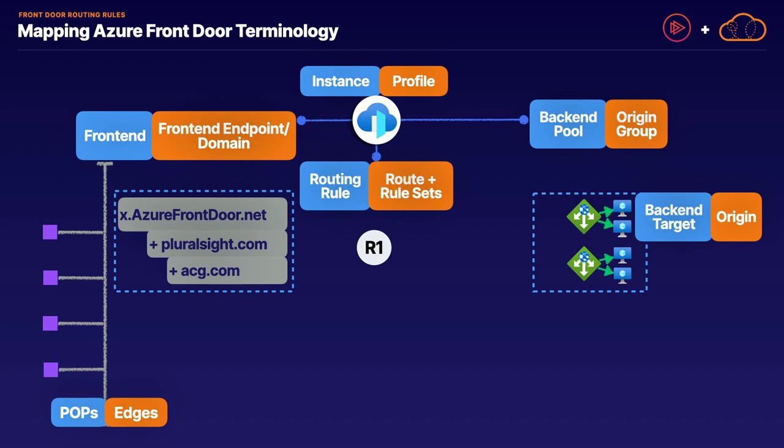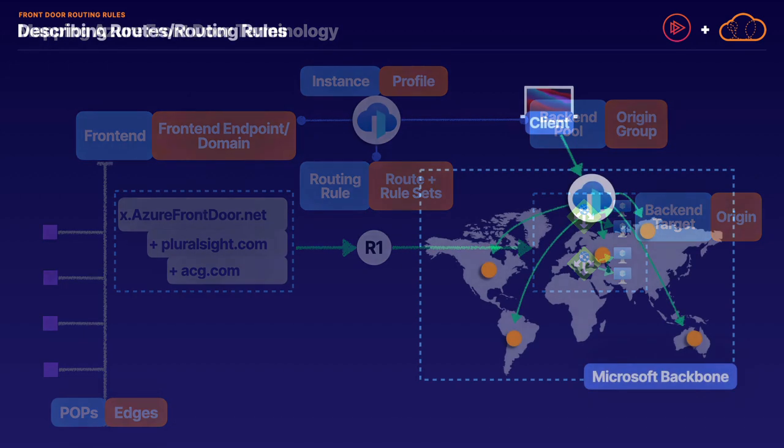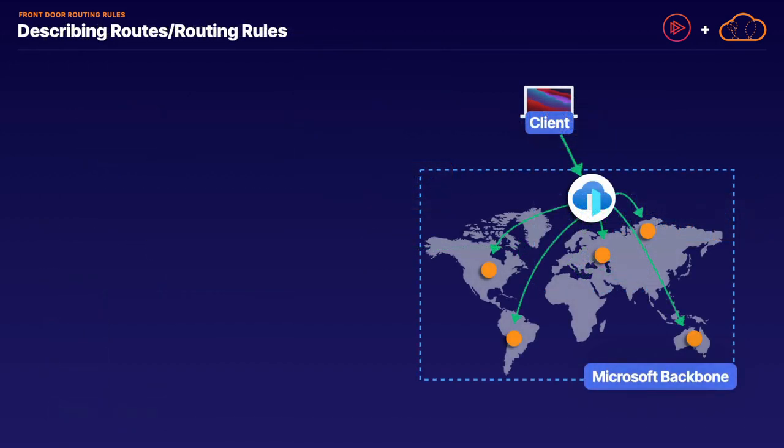And it's important to understand the terminology so that whenever we're talking about routing traffic from a front-end endpoint to an origin group using a routing rule, we all understand what exactly it is that we're talking about. So to dive a little bit deeper, now that we have a mapping of the terminology, we're going to briefly review the components so that we can understand what routing rules are.